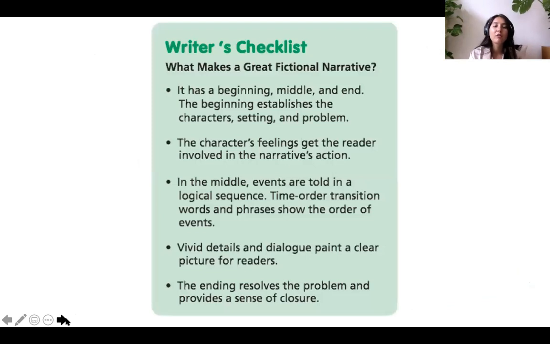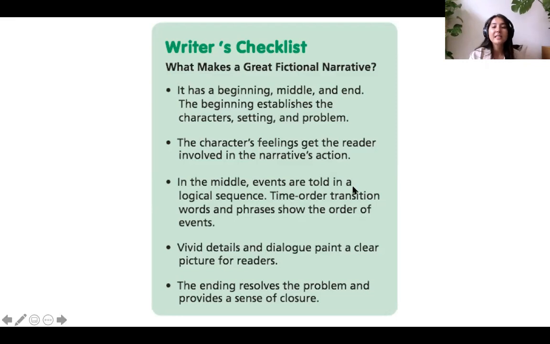Let's have a look. What makes a great fictional narrative? This is what we need. This is the recipe for a great fictional narrative. A beginning, a middle, and end. The beginning tells the characters and the setting and hints at the problem. In the middle, we find out how the characters try to solve the problem, and we have what we call the climax. At the end, that's when we have the resolution and how the characters solve the problem.